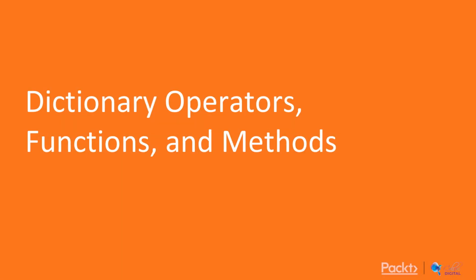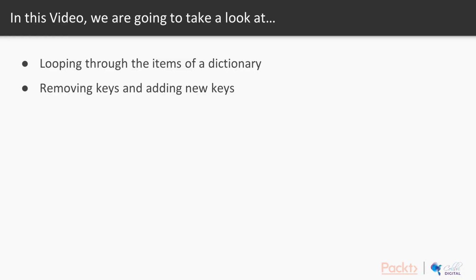Now we're going to talk about dictionary operators, functions, and methods. In this video, we're going to take a look at number 1, how we can loop through the items of a dictionary, and how we can remove keys and add new keys. Let's go in and take a look.